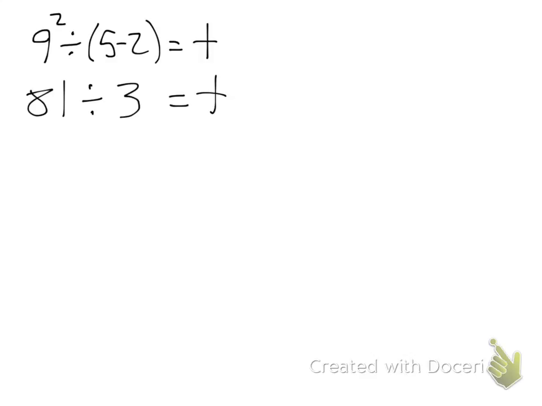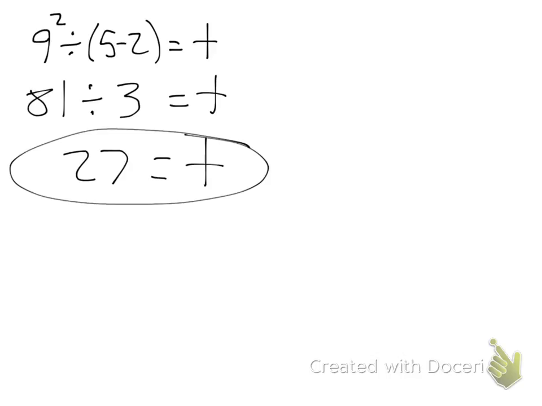Notice that front equals t. It's all going down, straight line here. And what's 81 divided by 3? 27. So guess what? T is equal to 27. So just simplify using your order of operations.